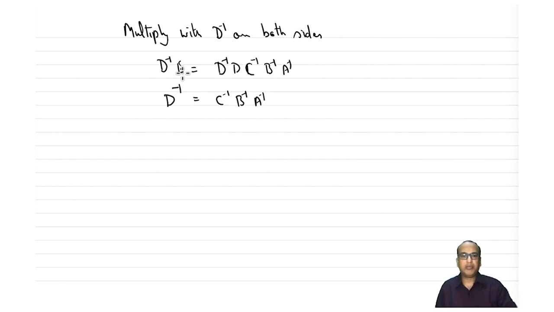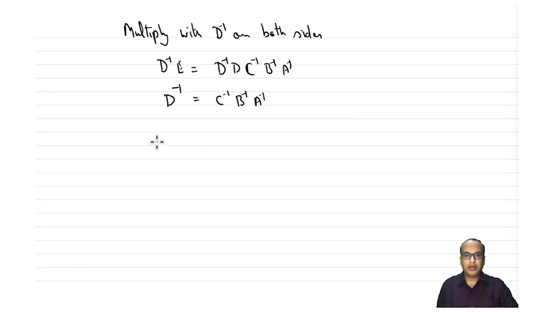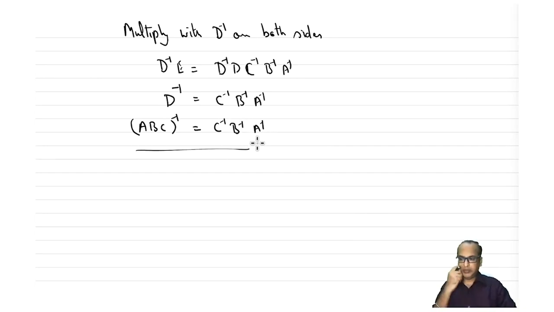So E is like the mathematical one, which is not required if you are writing in multiplication, right? And we started with the assumption that ABC is equal to D, the product of these three elements is equal to D. So we can now replace this as (ABC) inverse equals C inverse, B inverse, A inverse, right? So that's very easy to see. This is one important property that we'll be using every now and then in various things, so that's why I thought it is better to show it.